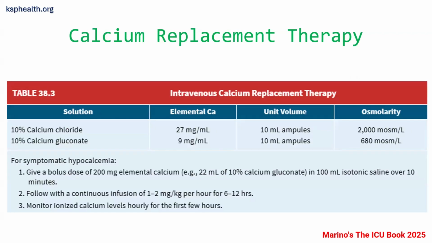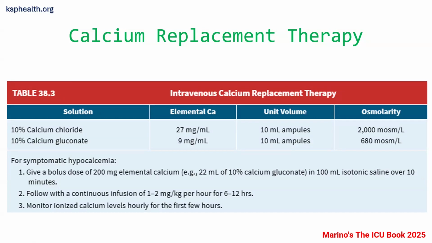How do you treat? 10% calcium chloride or calcium gluconate. Calcium chloride has 3 times the elemental calcium of calcium gluconate. It's available in 10 ml ampules. Give a bolus of 200 milligrams of elemental calcium in 100 ml isotonic saline over 10 minutes. Follow with a continuous infusion of 1 to 2 milligrams per kg per hour for 6 to 12 hours. Monitor ionized calcium levels hourly for the first few hours.